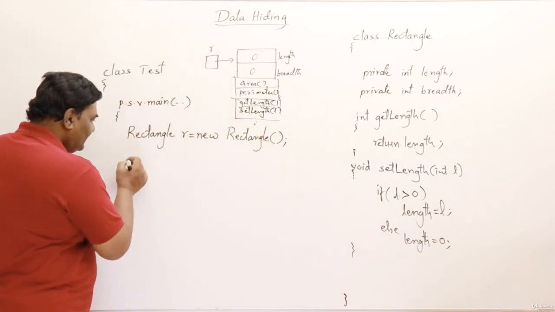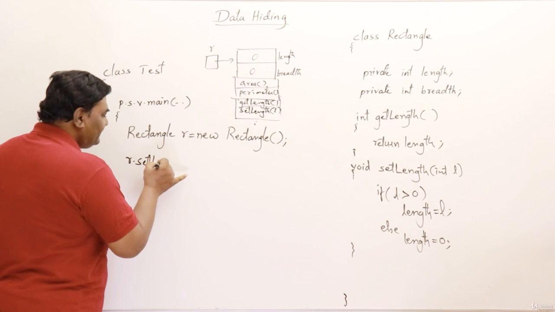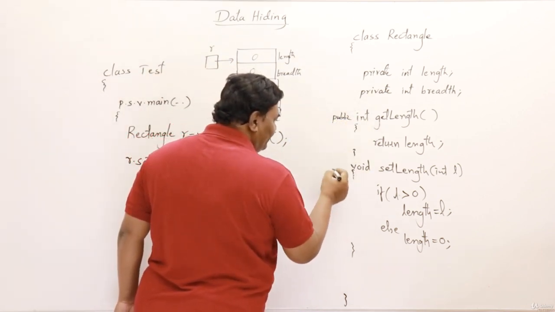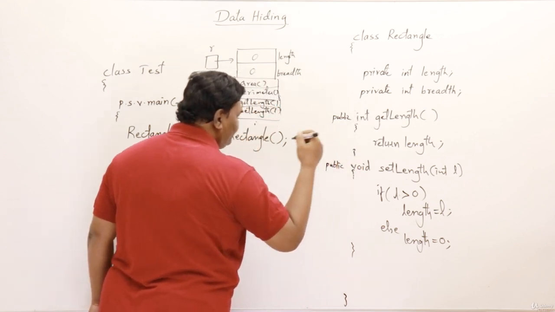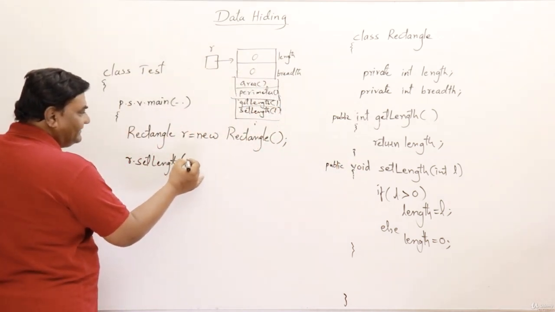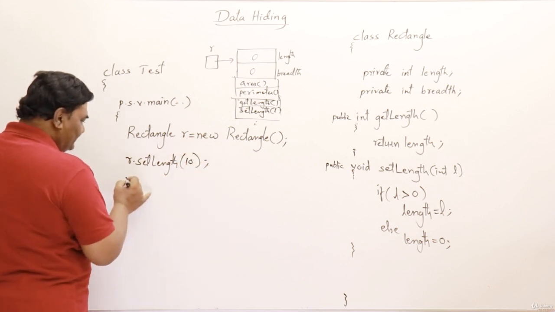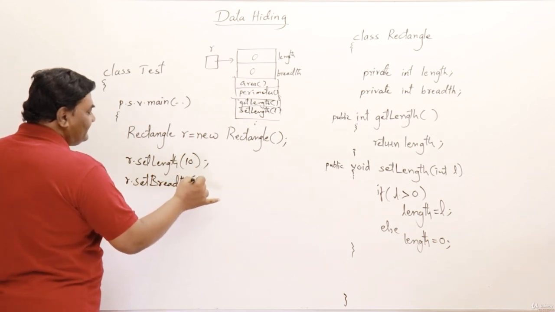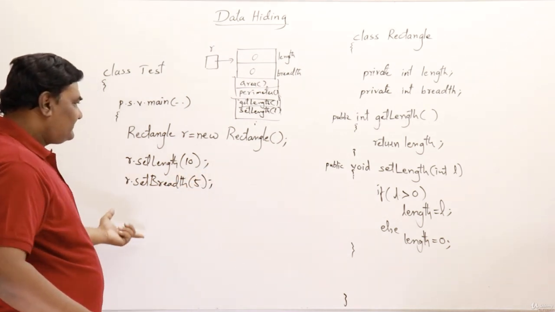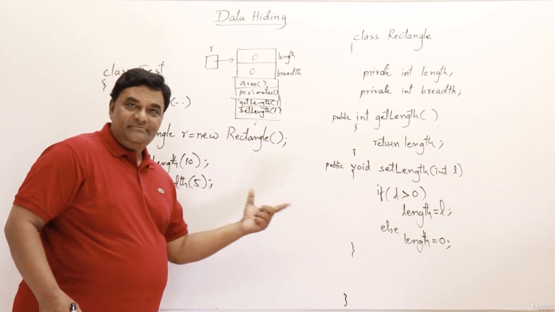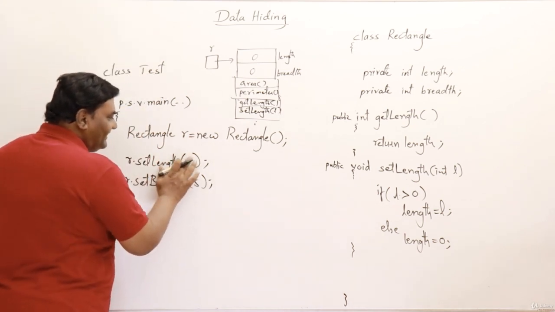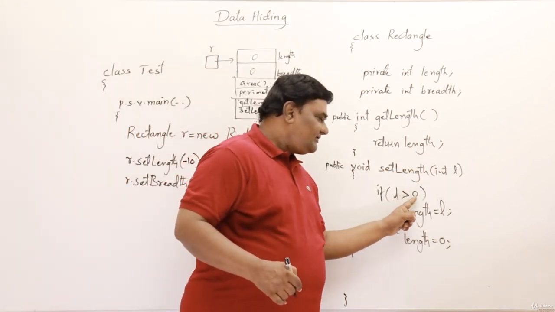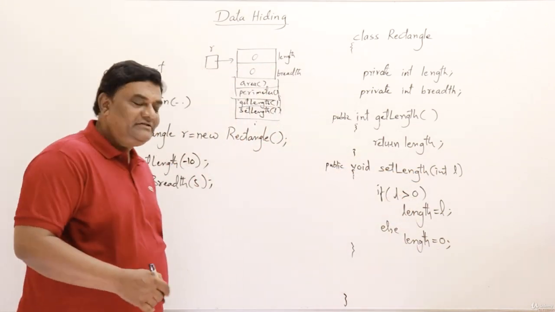Now how to set the length? R dot set length. Can I call this? Yes, this is public. We made these methods public, so I can call these methods. Set length, and I want to set the length as 10. Then R dot set breadth, and set the breadth as 5. That's it. I have set the length and I have set the breadth. If I pass length as -10, then it will take it as 0. If I send -10, it will see that it is not greater than 0, so it will set the length as 0.